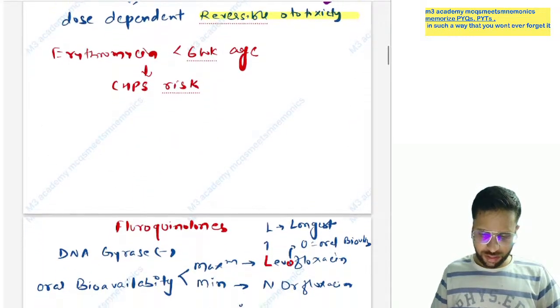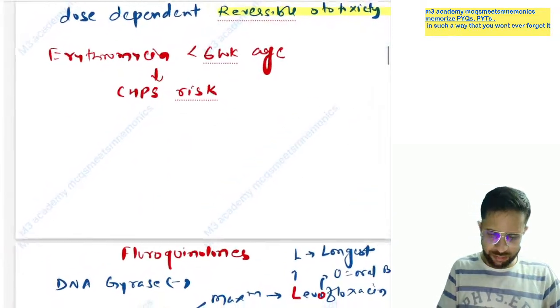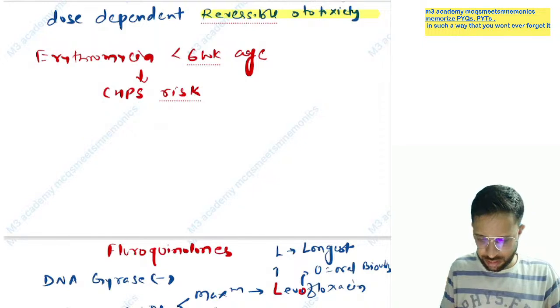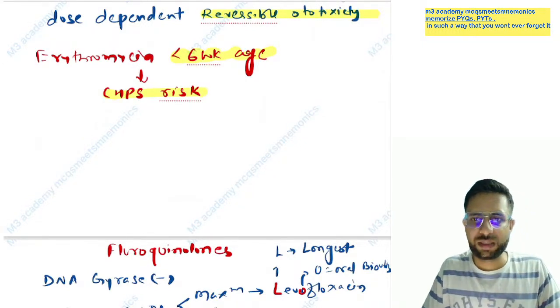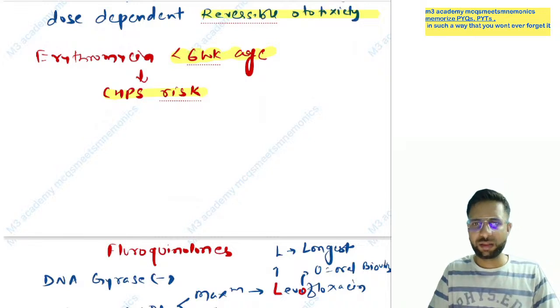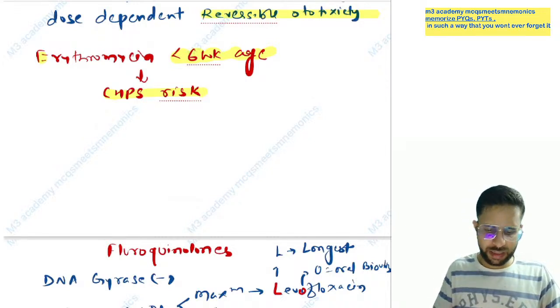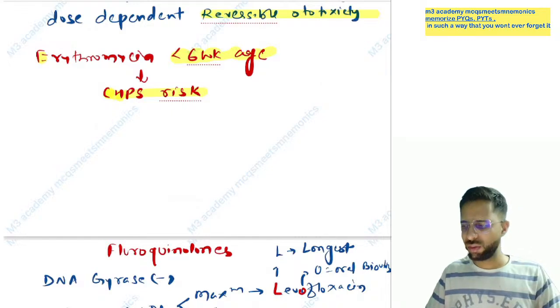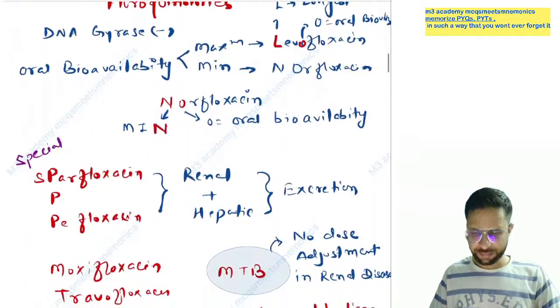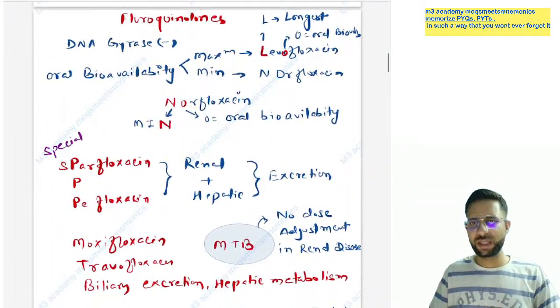So erythromycin, when you are giving it in less than 6 weeks of age, it increases the risk of congenital hypertrophic pyloric stenosis. Yes, CHPS. तो ABCD में C, H, P ये सब आसपास के हैं तो आपको ये चीजें यहाँ पे याद रह सकती है. Yes, so we covered aminoglycoside and macrolide.